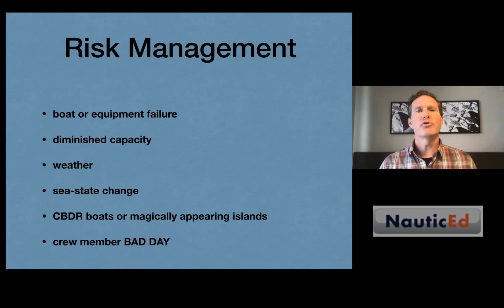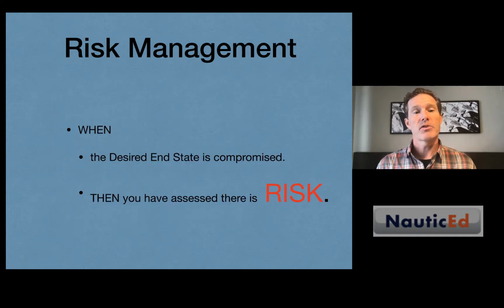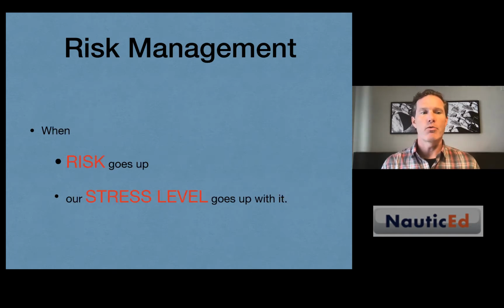the crossing of two boats. Who's the stand on? Who's the give way for sailing? Or maybe you're both motorboats in that condition. Maybe the sea state has changed. Maybe you've had some diminished capacity within your boat or one of your crew members or yourself. So, whenever your desired end state is compromised, then you've assessed that there is some risk out there and we need to manage that risk, right?